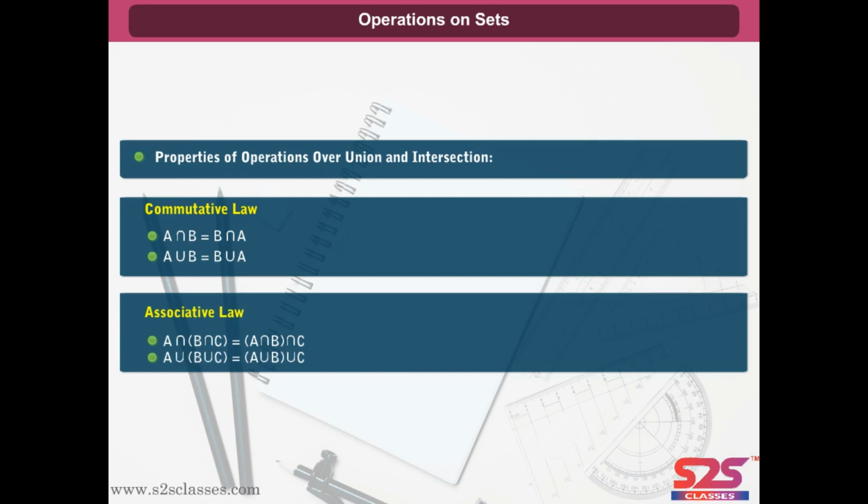A intersection (B intersection C) is equal to (A intersection B) intersection C. A union (B union C) is equal to (A union B) union C.